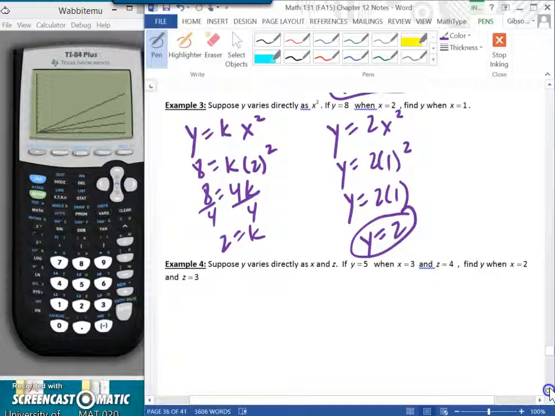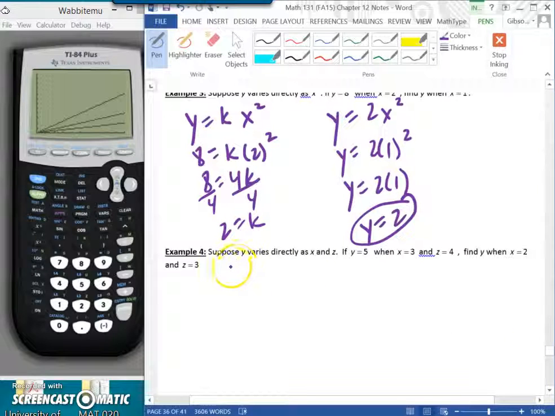Okay, now we come to example 4. It says, suppose y varies directly as x and z. If y is 5 when x is 3 and z is 4, find y when x is 2 and z is 3. So we will have y is equal to k times x times z. So now we will substitute. Y is 5, k we don't know, x is 3, and z is 4.